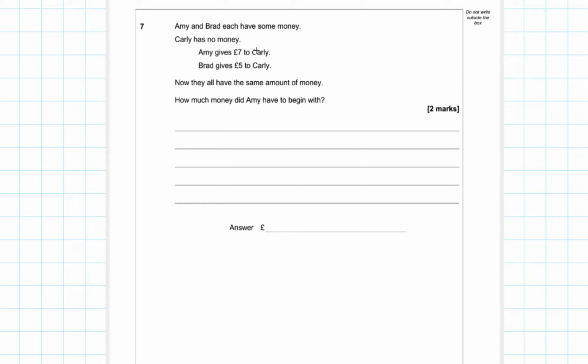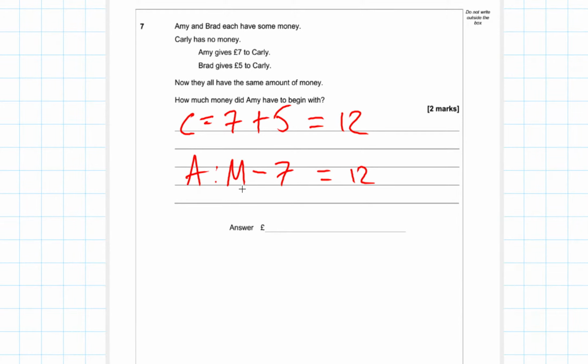So if they all had the same amount of money, so Carly, she now has the same as Amy and Brad. So Carly had 0 to start with. And then she gained £7, and then she gained £5. So she started with nothing, then she had 7, and then she had 5, which is equal to 12. So Amy gave her £7. So Amy ends up with £12. She gave away 7, so she lost £7, and this M is how much money she had to begin with.